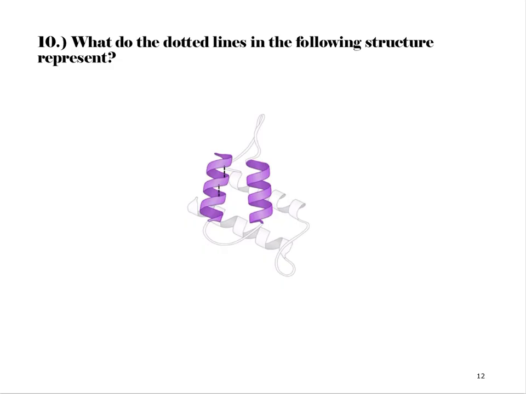Within the alpha helix, what was the primary force of that? Hydrogen bonding, right? So these dotted lines in the structure would represent hydrogen bonds within the alpha helix. That's what holds the alpha helix together. And so if this is one polypeptide chain, quaternary structure would be what? Yep, if we had another one of these that then interacts with that.